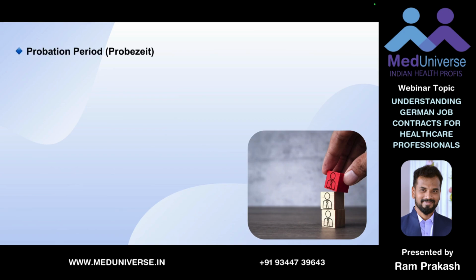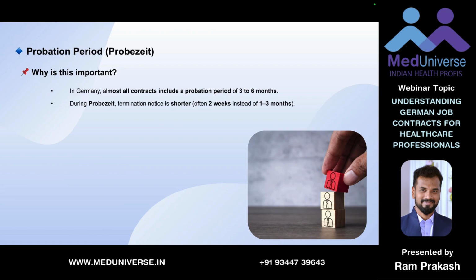Okay, and next is the probation period, or Probezeit. Why is this important? In Germany, almost all contracts include a probation period of 3 to 6 months. During the probation period, the termination notice is shorter. So it is beneficial both for the employer and for you, because if you are starting to work in a new place and you don't like the place, or you are not comfortable with the travel or any other factors that are disturbing you, in the first 3 to 6 months you both have the freedom to terminate with a notice of just 2 weeks.